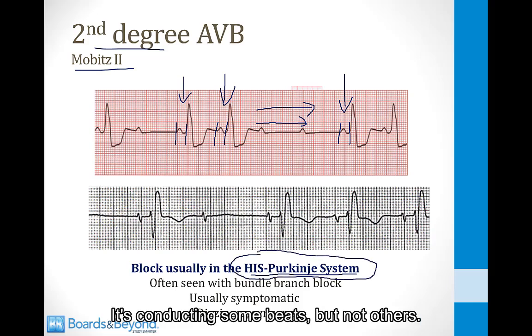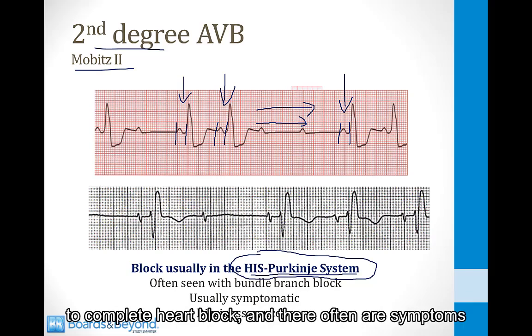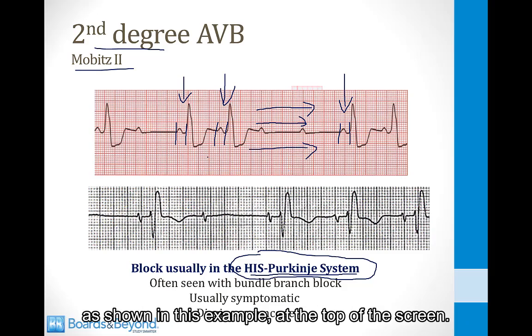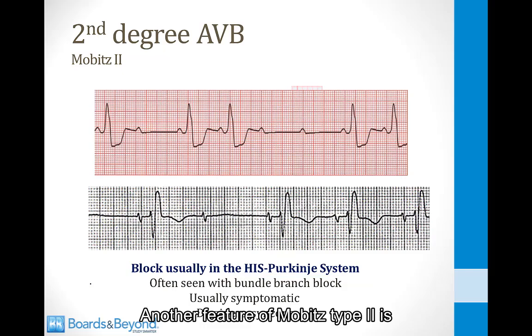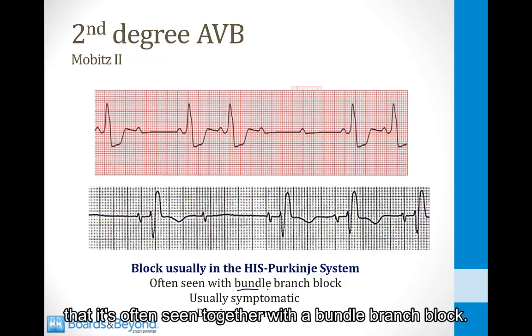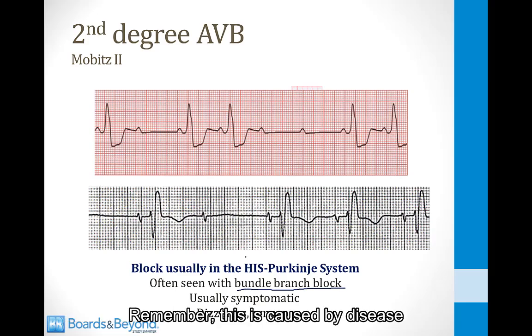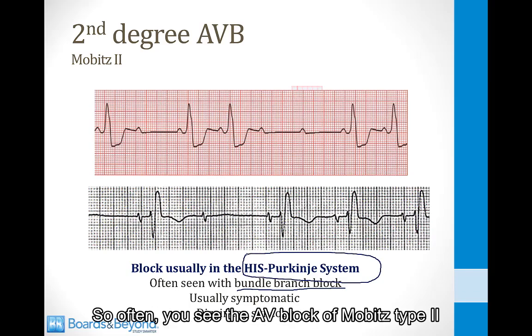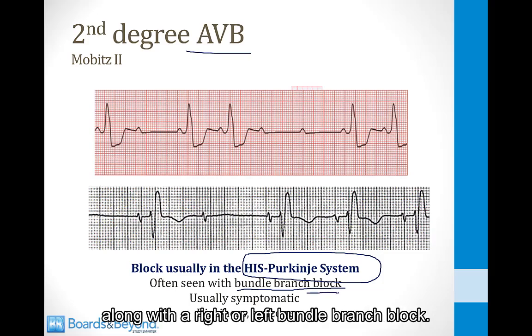It's conducting some beats but not others, and thus there is a high risk of progression to complete heart block, and there often are symptoms from numerous drop beats in a row, as shown in this example at the top of the screen. Another feature of Mobitz type 2 is that it's often seen together with a bundle branch block. Remember, this is caused by disease in the His-Purkinje system, which includes the bundle branches. So often you see the AV block of Mobitz type 2 along with a right or left bundle branch block.